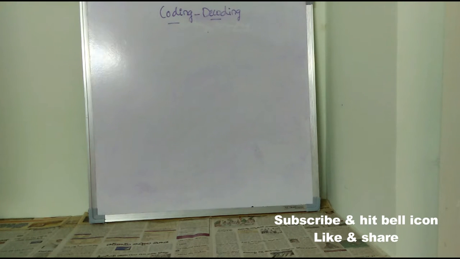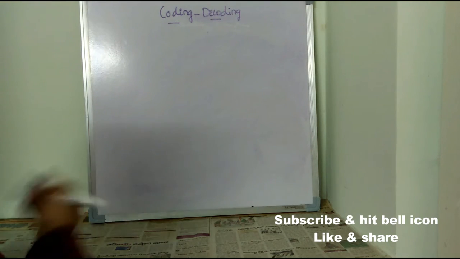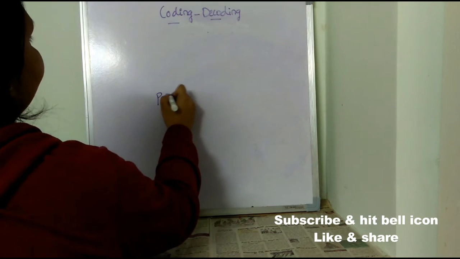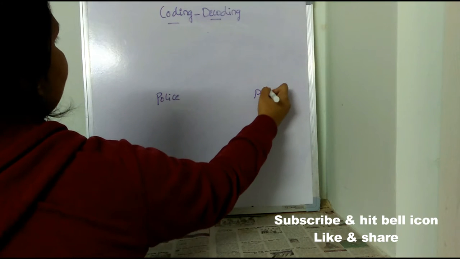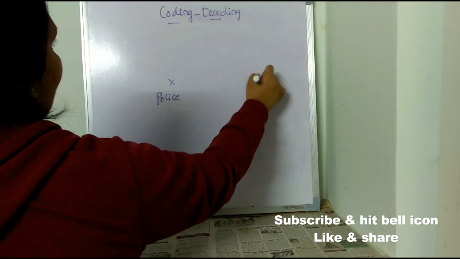What is coding and decoding? First of all, before we start solving the problems, we need to understand the meaning of coding and decoding. Okay, so let's take an example first. Police or some kind of higher officers will use coding and decoding methods. For example, there is a police, there is another police, X and Y.